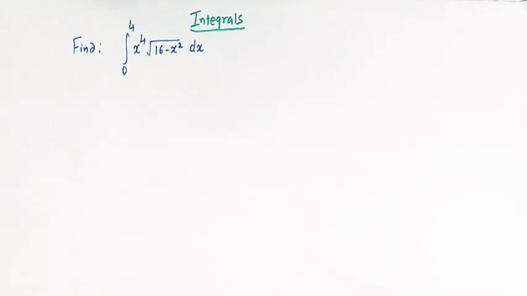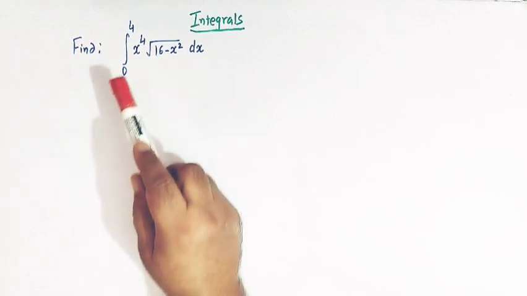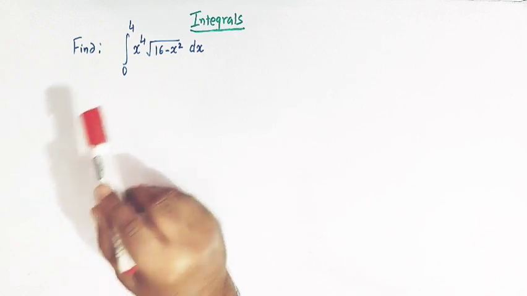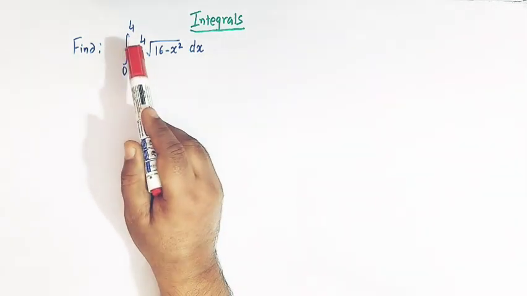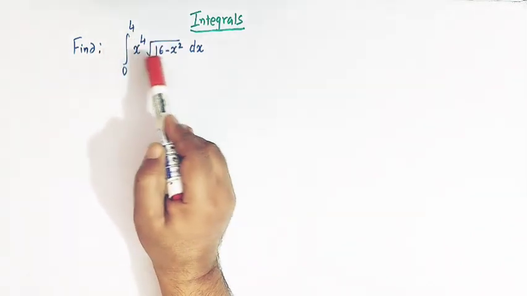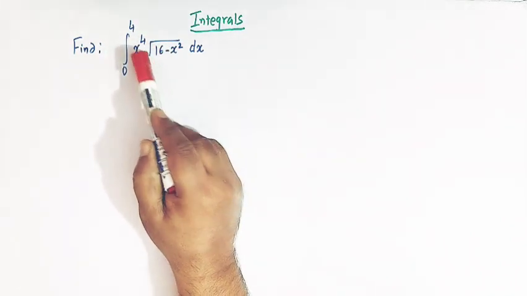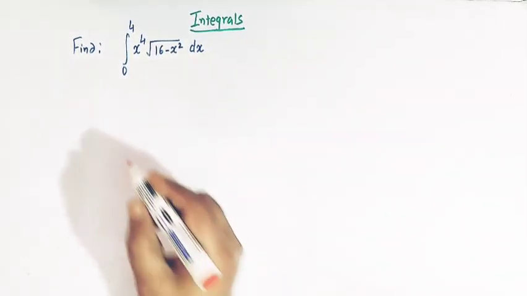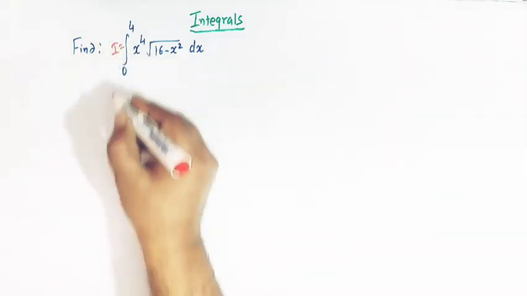Hello viewers, in today's class we are going to discuss yet another important and very conceptual problem from integrals using the concept of beta functions. In this lecture we are going to find the value of this integral using the beta function. Here we have to evaluate the integral from 0 to 4 of x raised to 4 times the square root of 16 minus x square. Let us call this integral I.